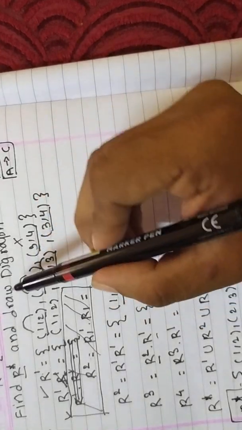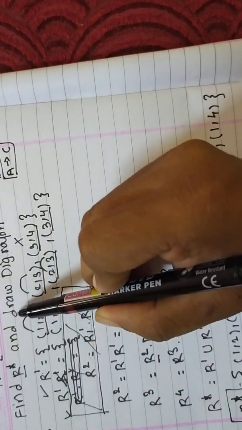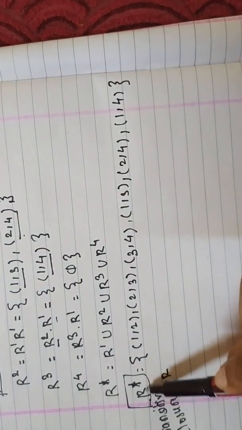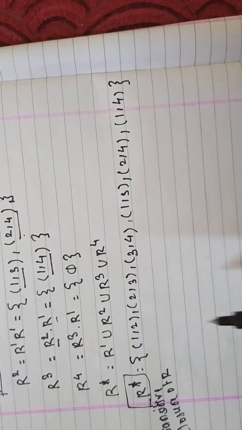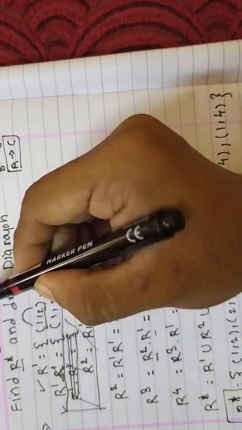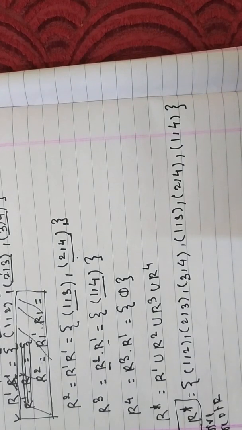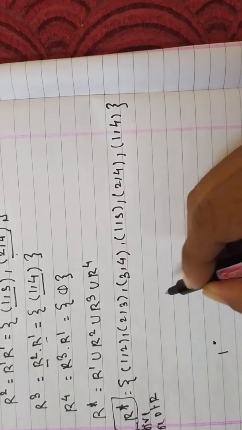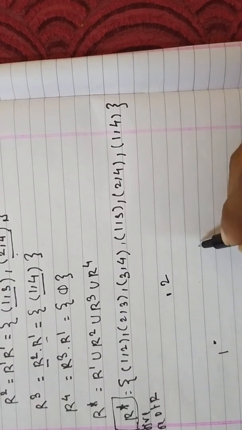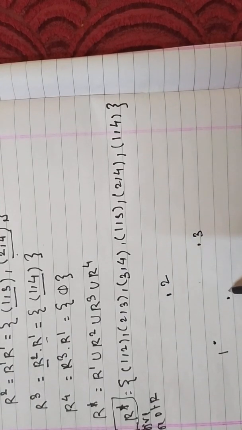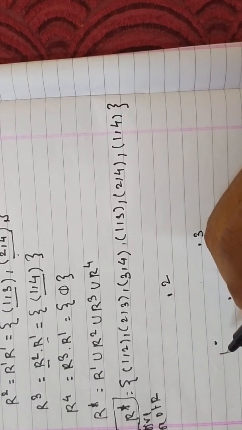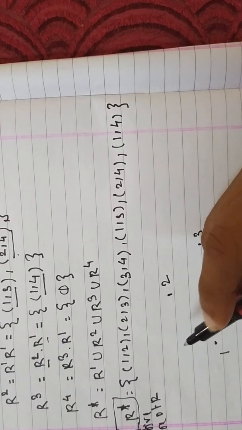Now one more question they have asked. After finding R star, we have to draw the diagram. Okay. So how to draw the diagram? We have to draw the diagram of this one. So see, actually how many elements are there? 1, 2, 3, 4. So here let us draw the diagram. Suppose this is denoted by 1. This is 2. This is 3. And this is 4.